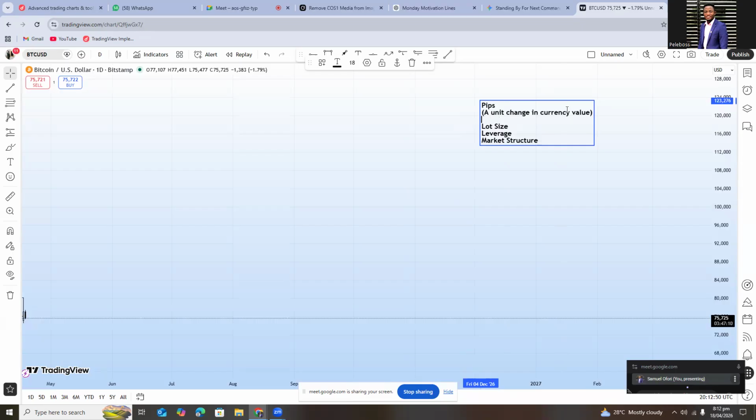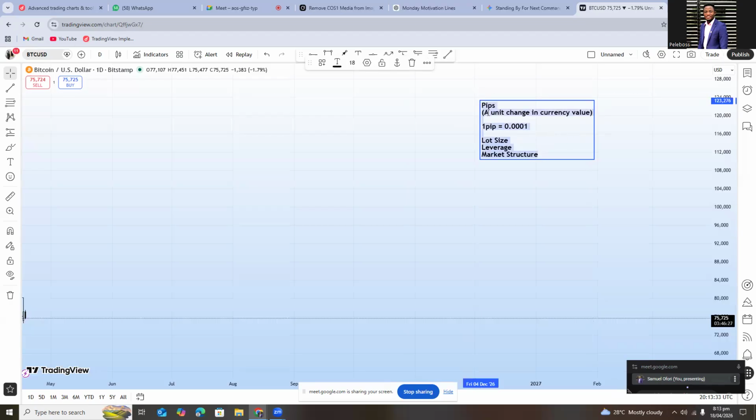But then what do we mean by this? So basically, what we are trying to say is that when a currency either increases or decreases by 1 unit, we call it what? A pip. If the currency value either appreciates or depreciates by 1 unit, we call it a pip. By standard notation, we say that one pip is equal to 0.001.